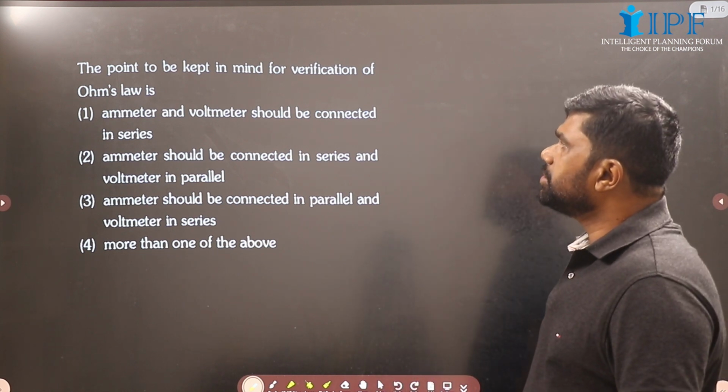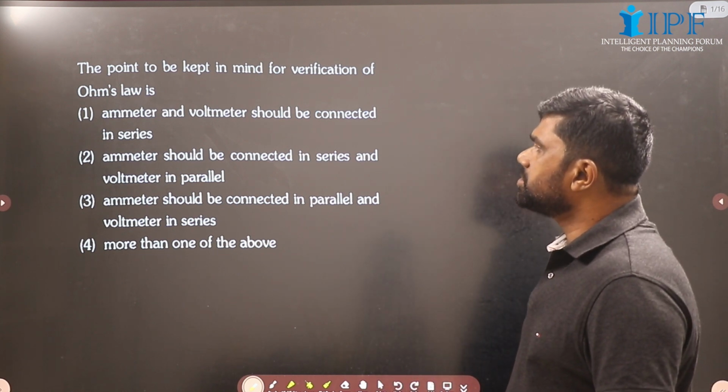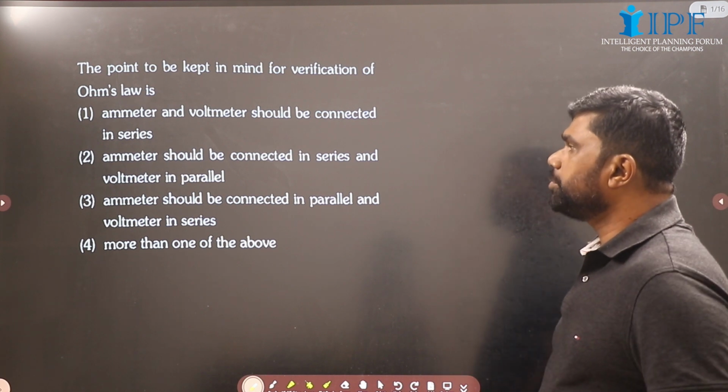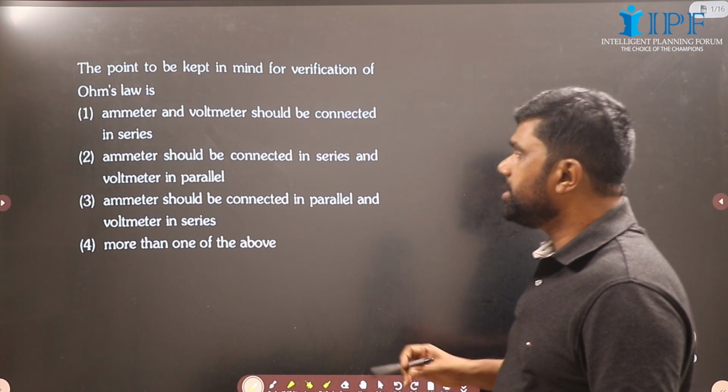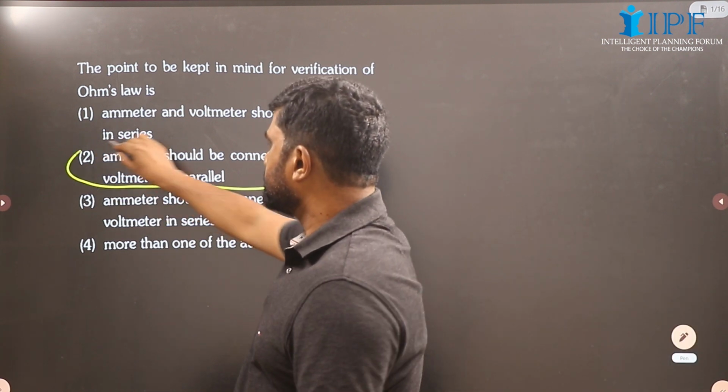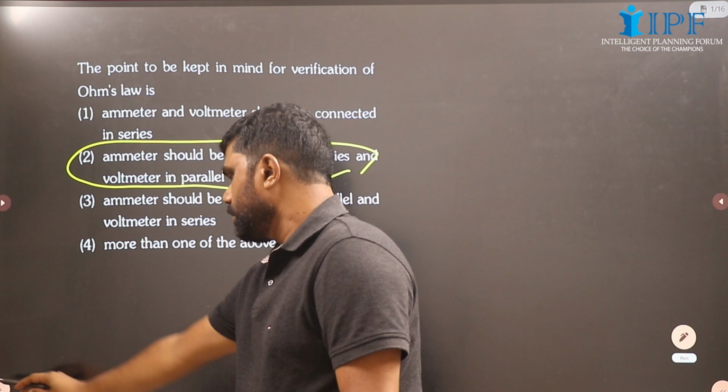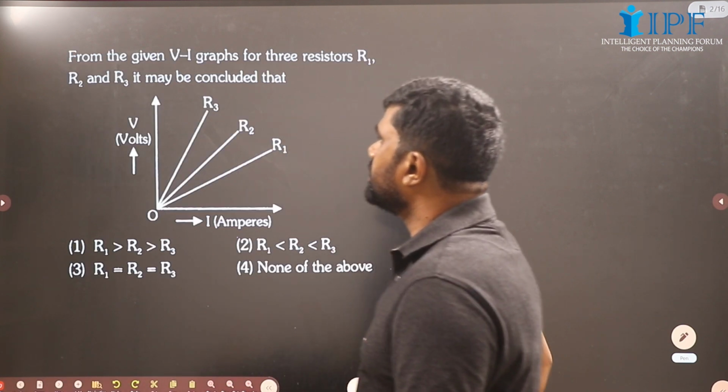See, the point to be kept in mind for verification of Ohm's law: ammeter and voltmeter should be connected in series. That's wrong. Ammeter should be connected in series and voltmeter in parallel. That is the correct option. Now let's see what we have next.